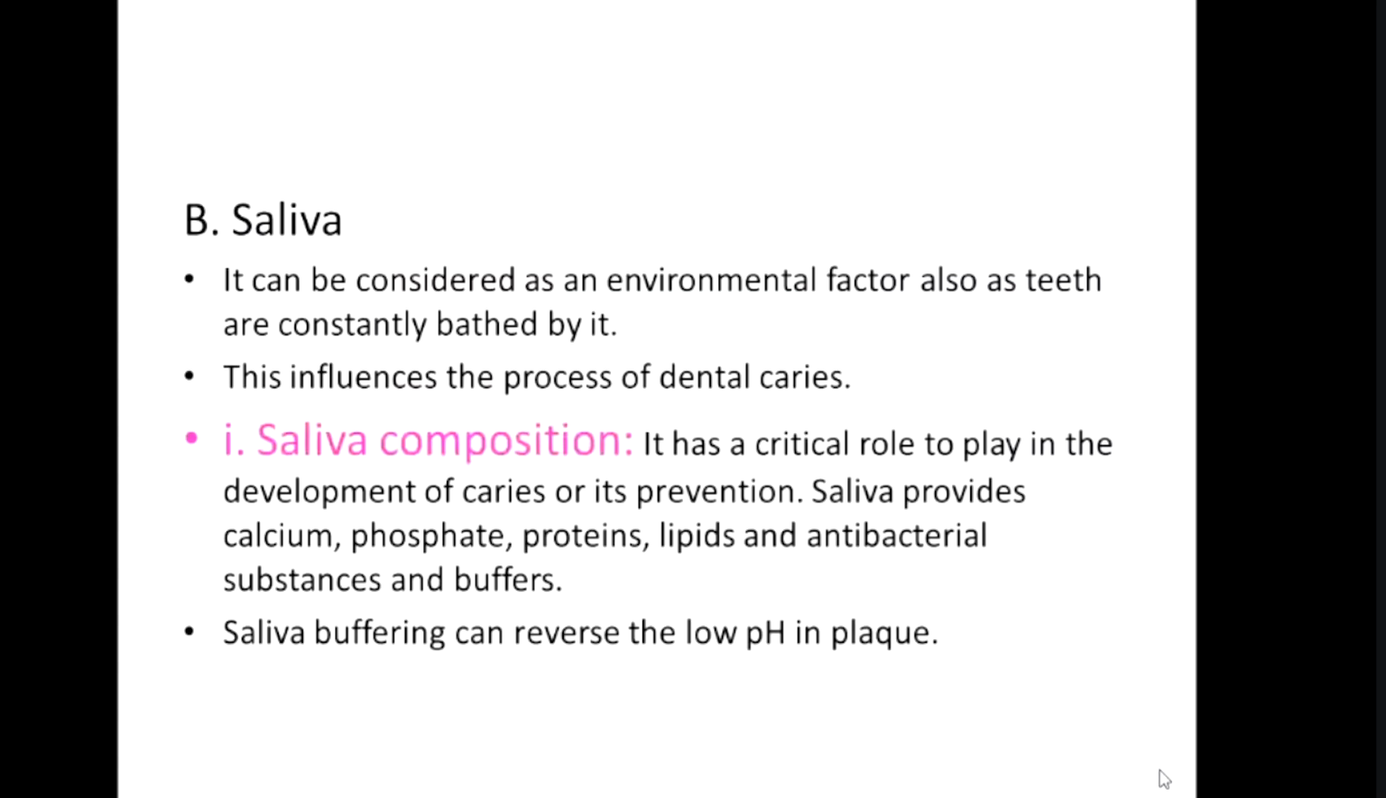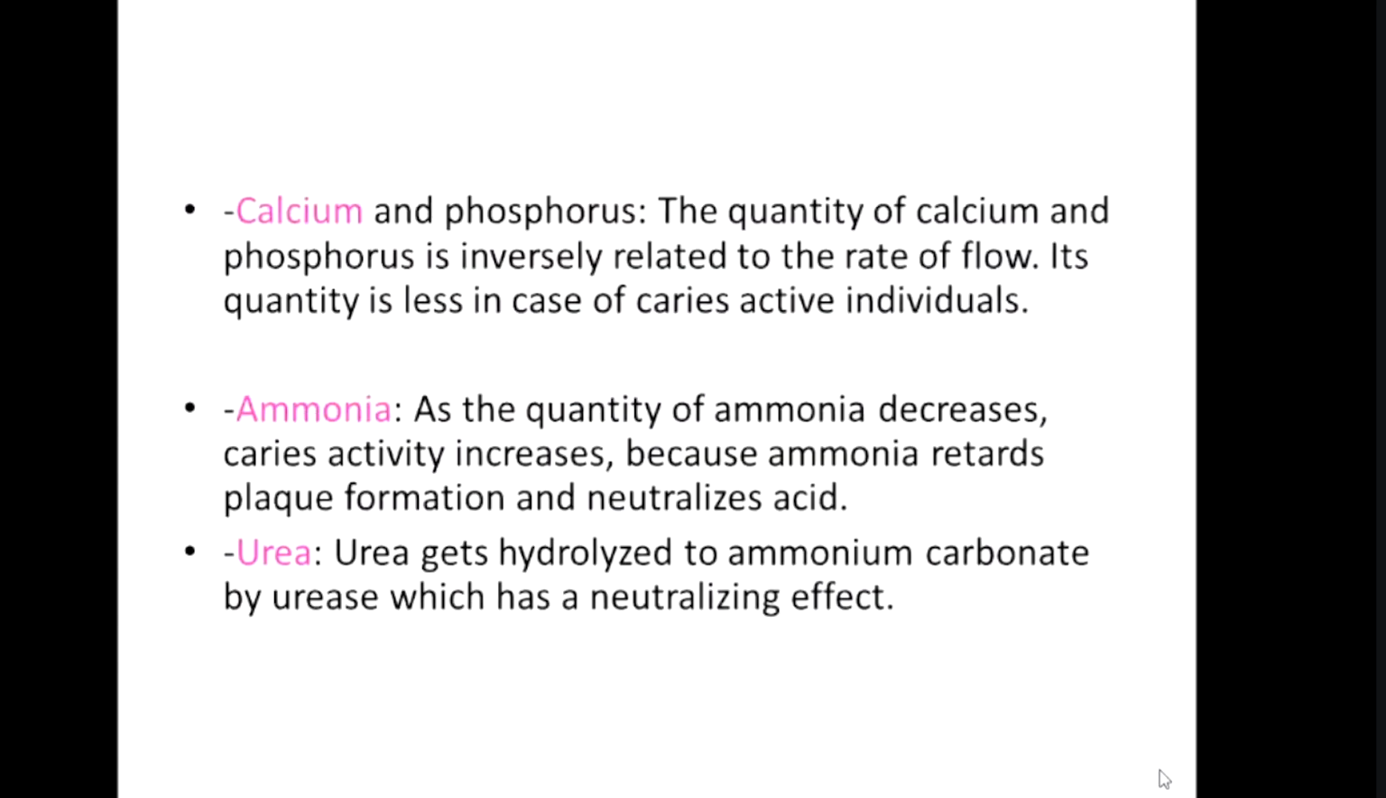We have calcium and phosphorus. The quantity of calcium and phosphorus is inversely related to the rate of flow of saliva. Its quantity is less in caries active individuals. This means the relation between the amount of calcium and phosphate in the saliva is inversely proportional to the flow rate of the saliva.